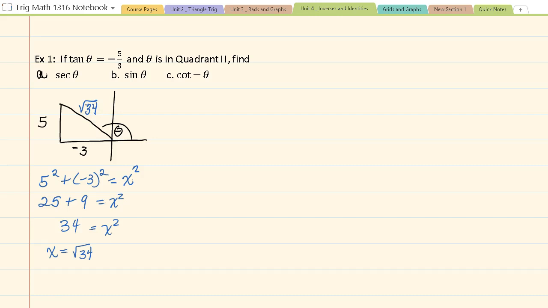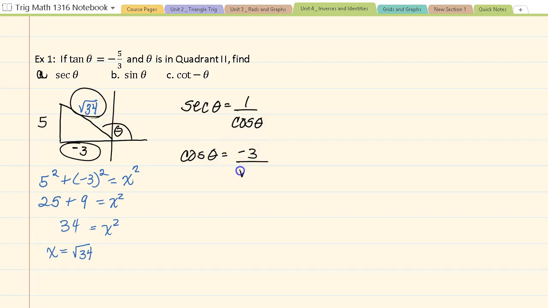Alright, based on that, if we want to know what secant is, remember secant of theta is the same thing as 1 over cosine of theta, or the reciprocal of cosine of theta. So we can see from our triangle that cosine of theta is equal to the adjacent over the hypotenuse. That's going to be negative 3 over the square root of 34. Before rationalizing that, realize that I'm looking for secant. So I need the reciprocal of that. So secant of theta is equal to negative square root of 34 over 3.